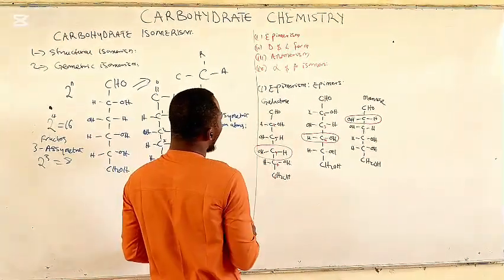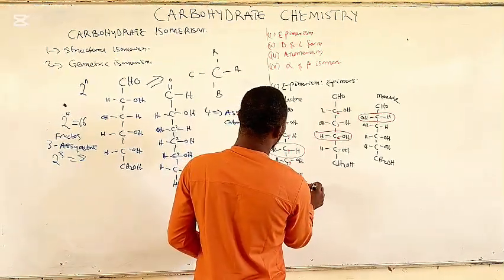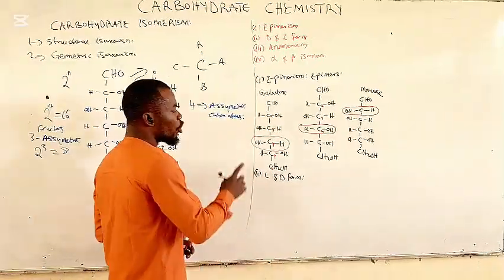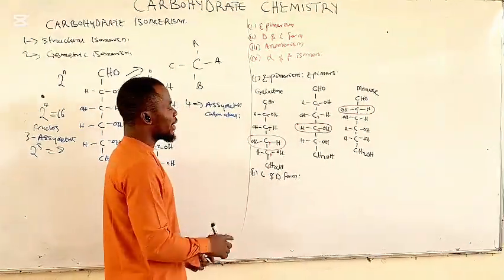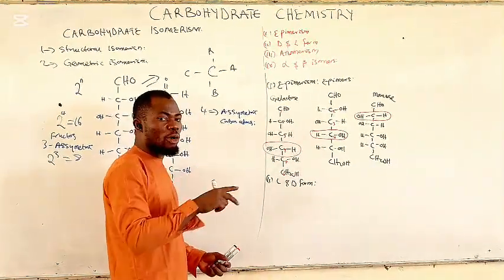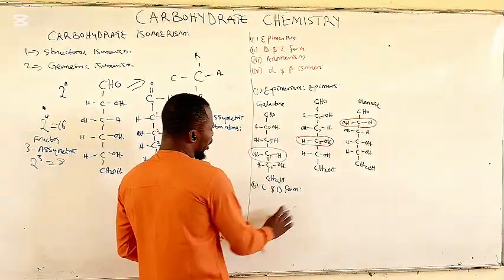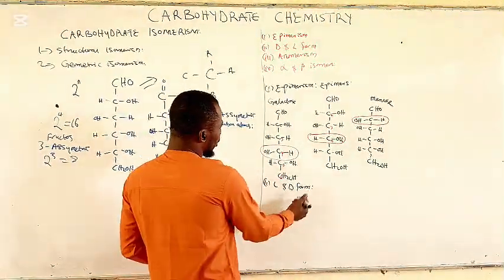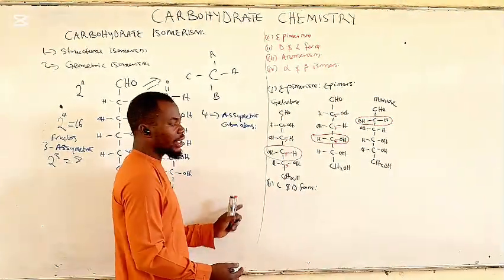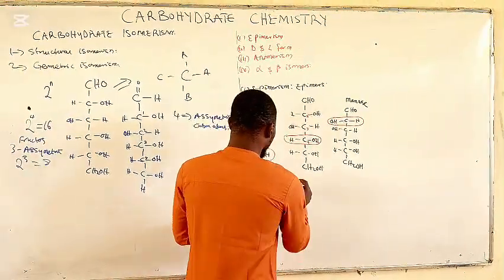The next one is the L and D forms. These are two molecules that differ due to the orientation of the OH at the penultimate asymmetric carbon atom, that is, the asymmetric carbon which is second to the last carbon. If the OH is oriented to the right, that is the D form. But if the OH is oriented to the left, that is the L form. Now let's take the structure of glucose as an example.